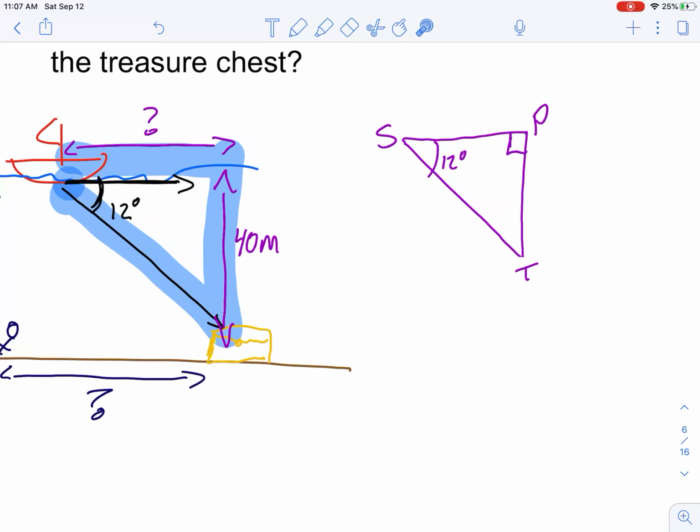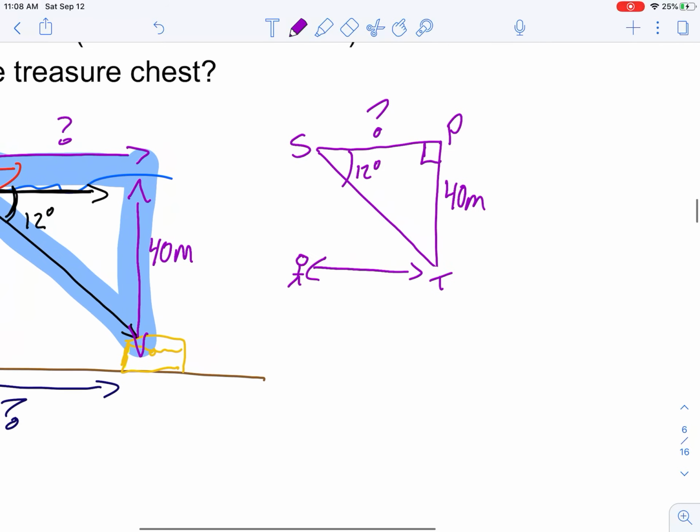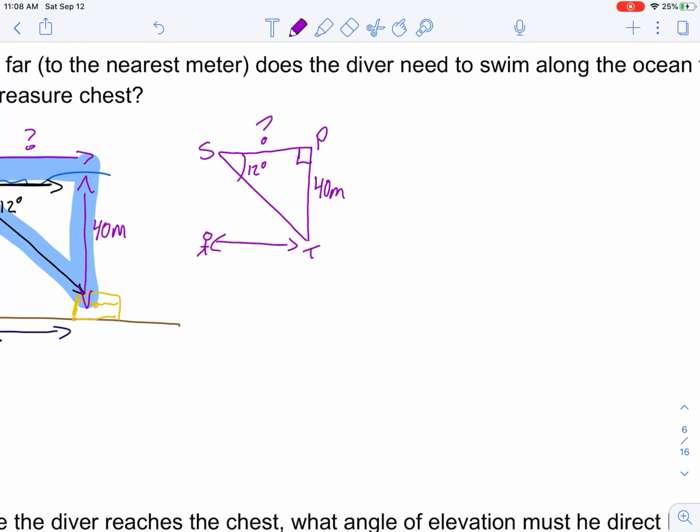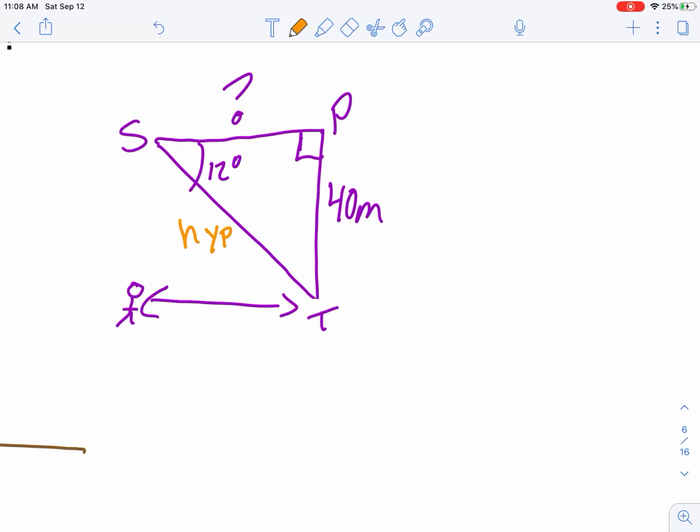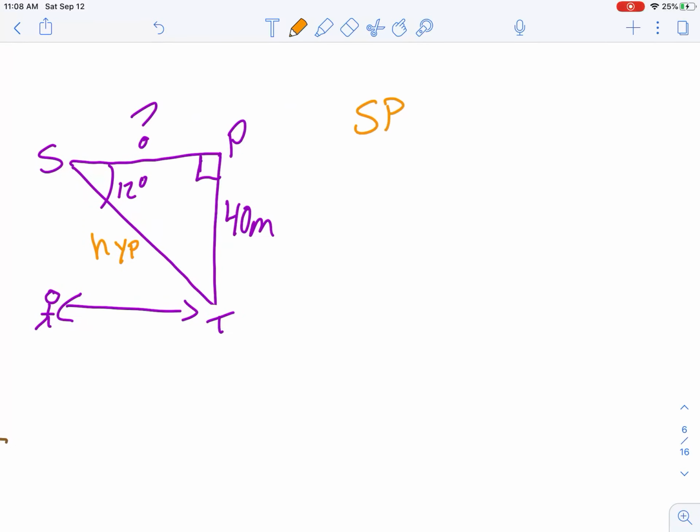Okay, what else do we know? We know that the length upwards is 40 meters. We're trying to solve how far the swimmer has to go. Because remember, the swimmer is technically here. But remember, this length is the exact same as SP. So, like always, immediately determine what your hypotenuse is. It's right across from the 90-degree angle. So our hypotenuse is going to be here. Now, we're trying to solve for SP.